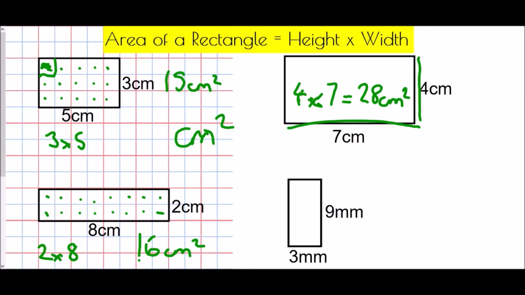For the next one, it's 3 millimetres by 9 millimetres. Now, just be careful here. The original units are millimetres this time, which means that in our answer, we're going to have millimetres squared. But the process is still exactly the same. It is height, which is 9, times width, which is 3, and 9 times 3 will give us 27.